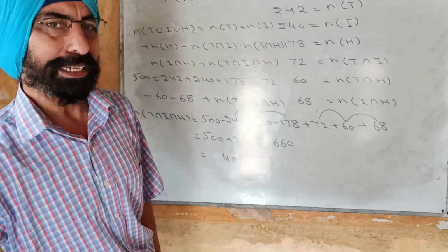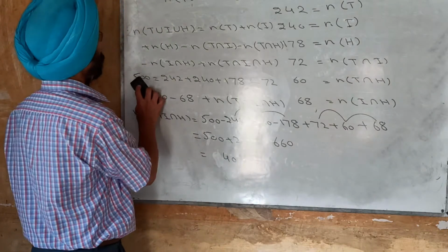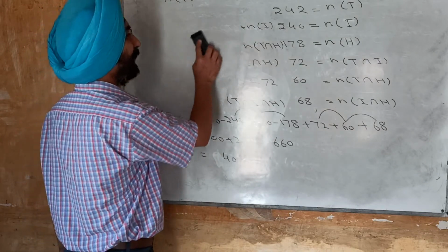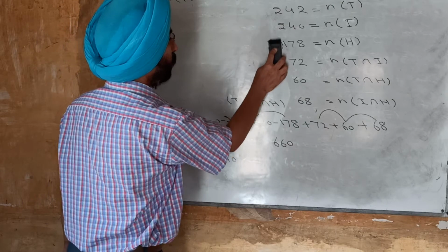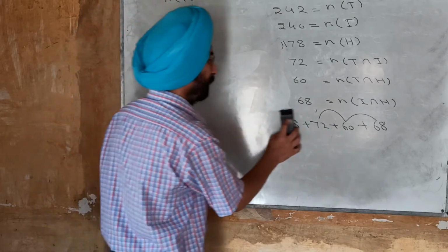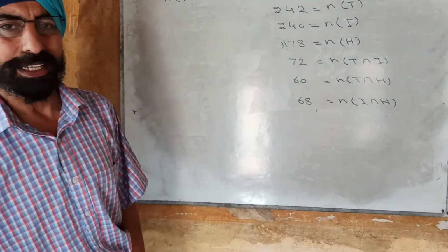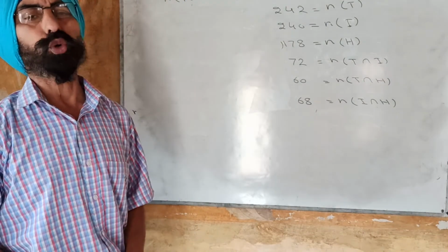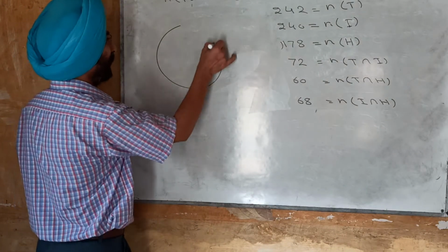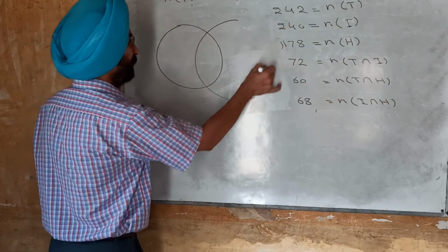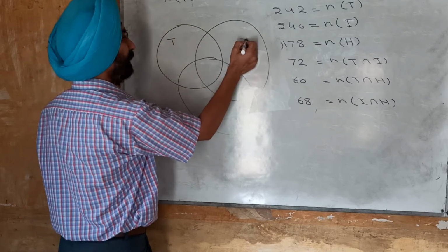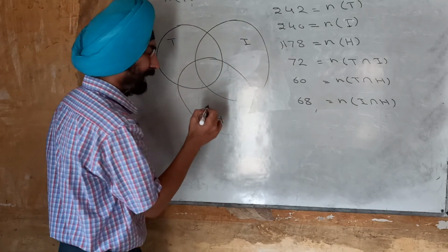Now there may be the question: how many families read exactly one newspaper? There are two methods. One is the Venn diagram. So what does the Venn diagram say? Here I am making the three sets, that is T, I and H.